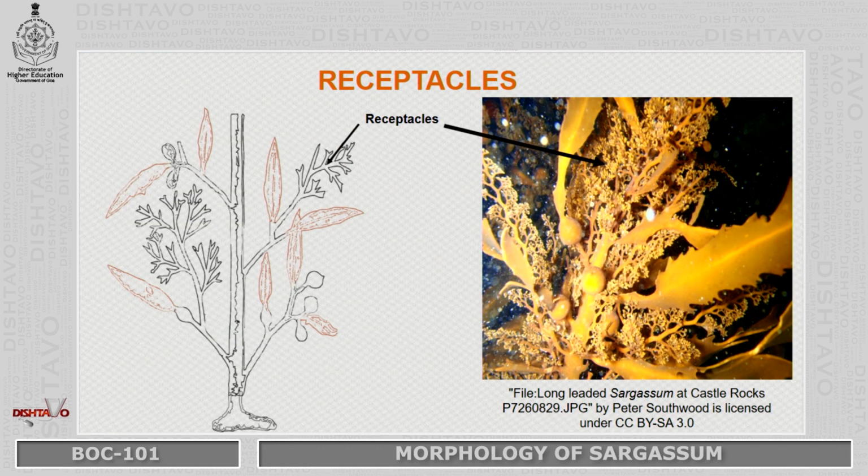Now towards my right hand side, you can see a picture of Sargassum wherein the receptacles are being pointed. In real, the receptacle looks somewhat like this. They will be fusiform or dentate in nature. Here the sex organs or the fertile cavities are present.